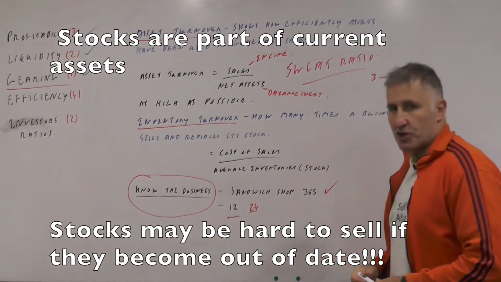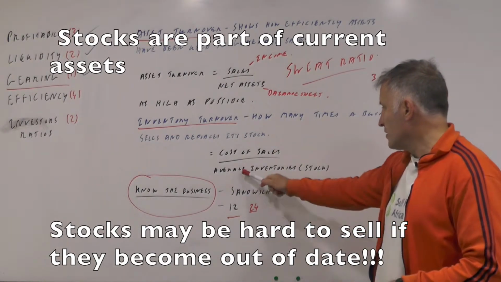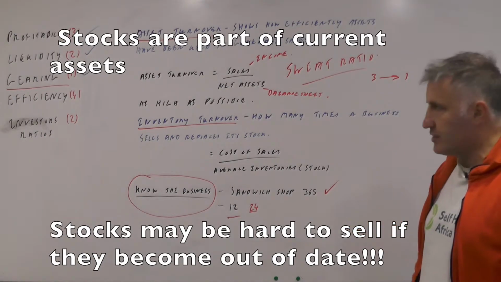And here, the stock turnover equation, once again, is a number that you're dealing with. It is cost of sales divided by average inventories, that is, stock, and it gives you a number.